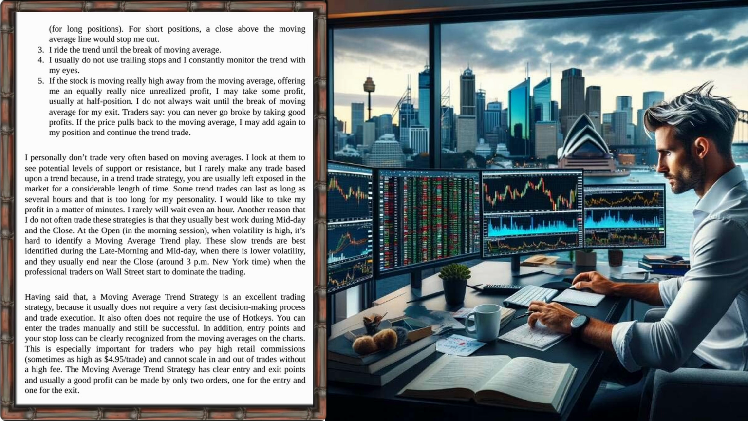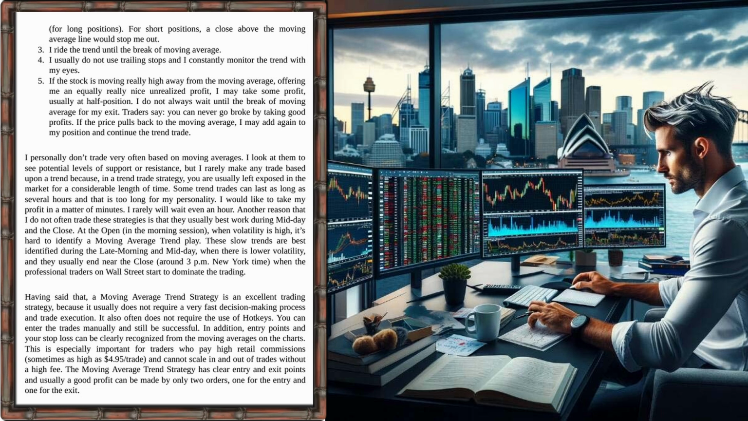Another reason that I do not often trade these strategies is that they usually work best during midday and the close. At the open, in the morning session, when volatility is high, it's hard to identify a moving average trend play. These slow trends are best identified during the late morning and midday, when there is lower volatility, and they usually end near the close, around 3 p.m. New York time, when the professional traders on Wall Street start to dominate the trading.